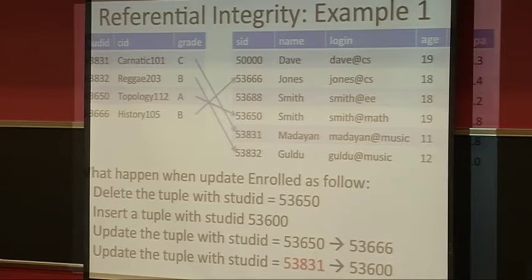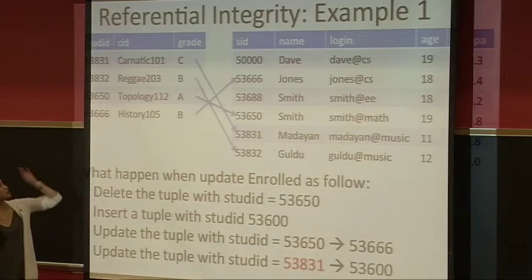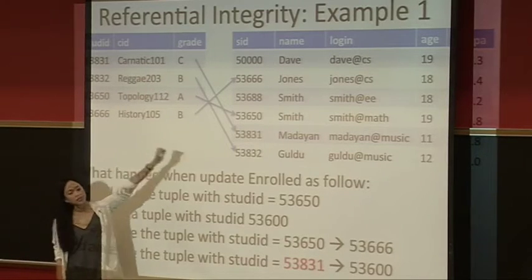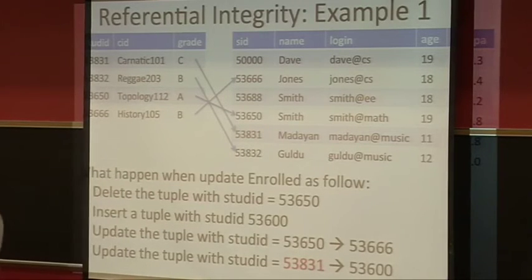153650 is here. Okay, this one. What do you think will happen if we delete that from the enroll table? Someone says the student table referring to it will be deleted as well? No? Other opinion? Actually, only the tuple with student ID 53650 in the enroll table will disappear. But the one in the student table will stay.